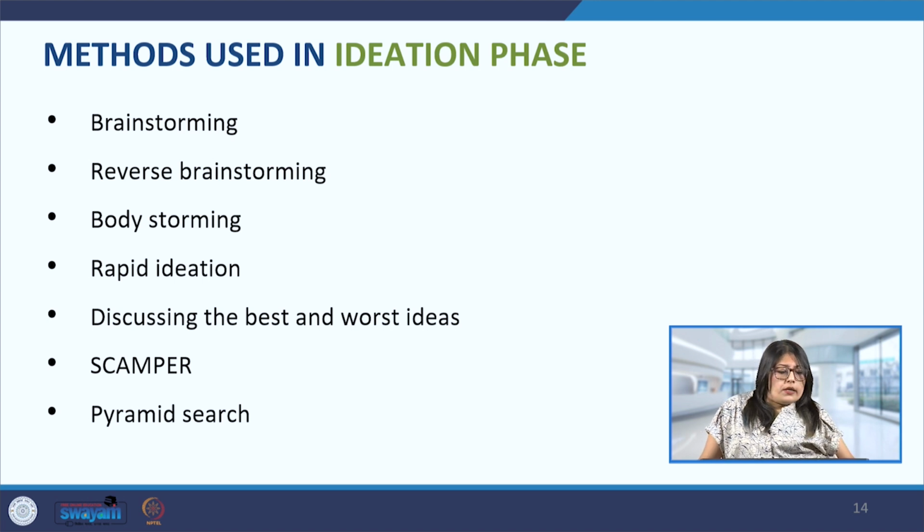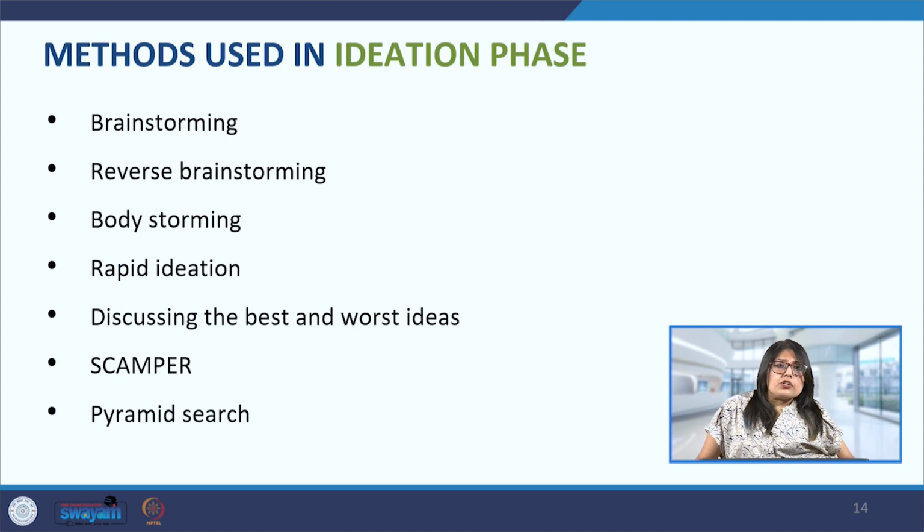Then body storming is physically acting out scenarios to explore how users might interact with the product or service. So this is physically taking up the activity. Like I mentioned earlier, in the case of the villagers carrying 10 liters of water, then acting it out, like role playing, for example. So this is the body storming step.